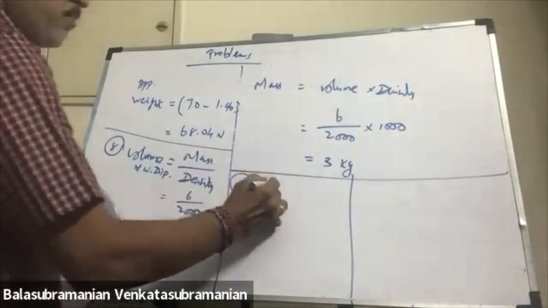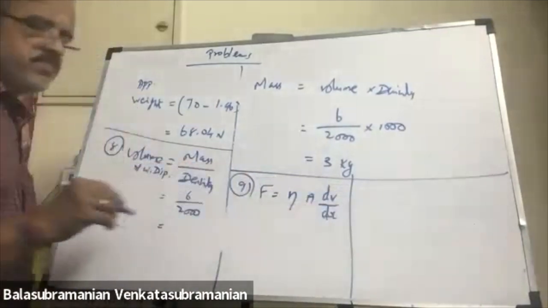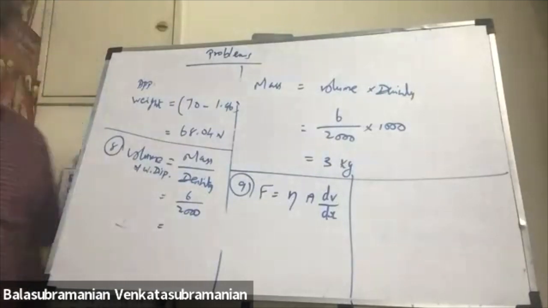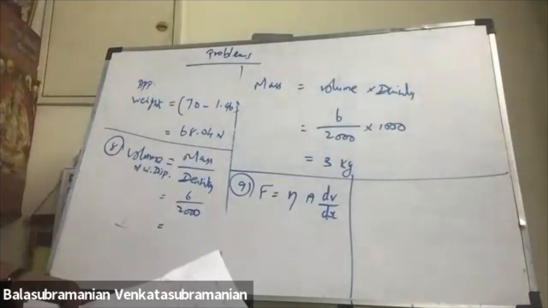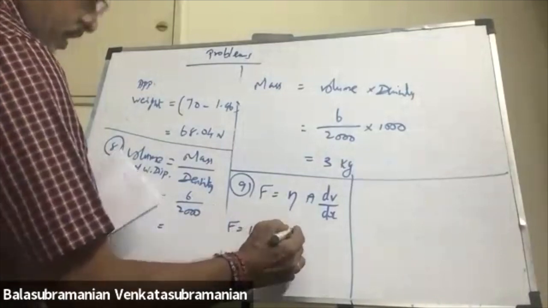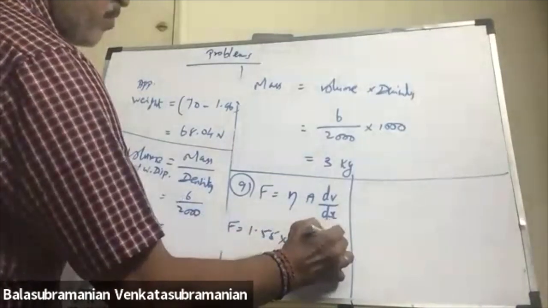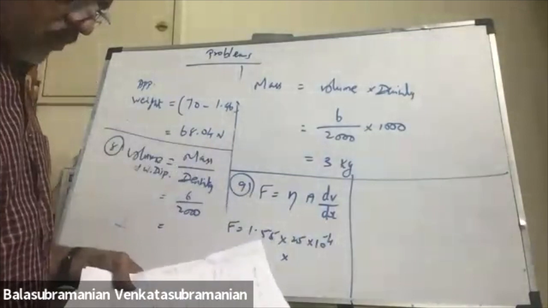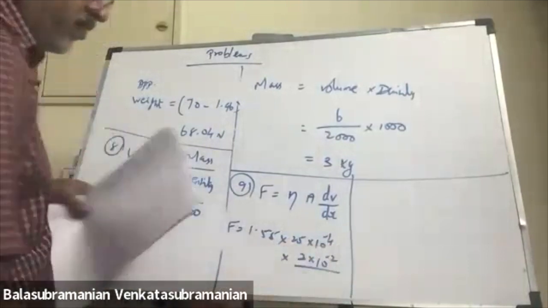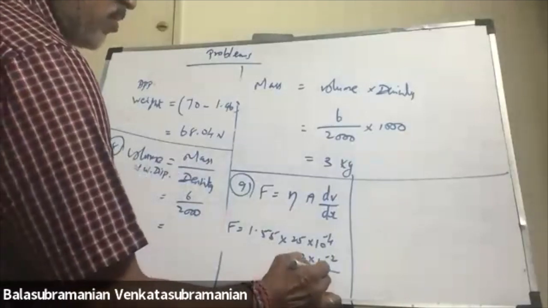Viscous force formula: F is equal to eta into A into velocity gradient. Velocity gradient means velocity by distance. You have to calculate force. 1.55, area 5 into 5 centimeter square, 25 into 10 power minus 4. Change in velocity 2 centimeter per second, 2 into 10 power minus 2, by distance. Distance is nothing but castor oil thickness, 1 into 10 power minus 3.